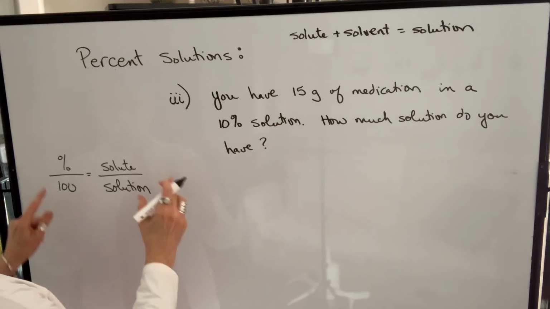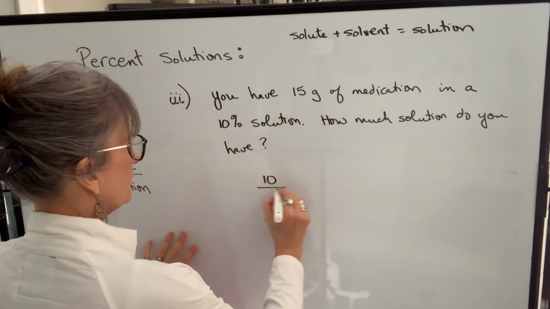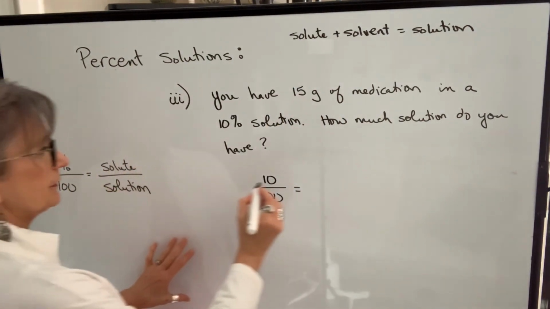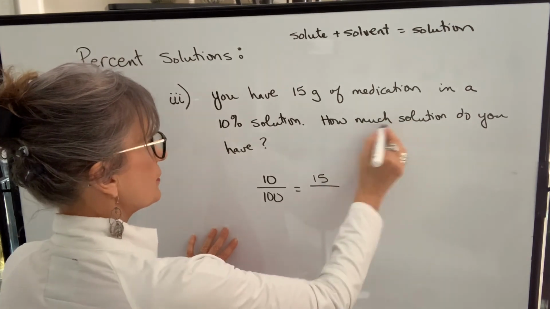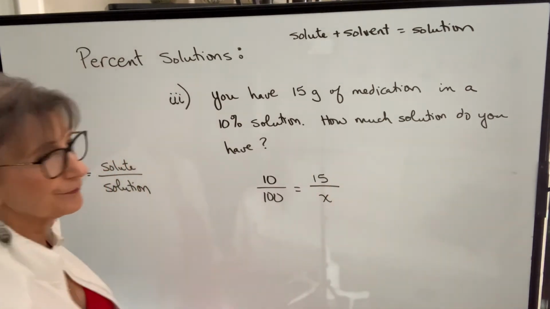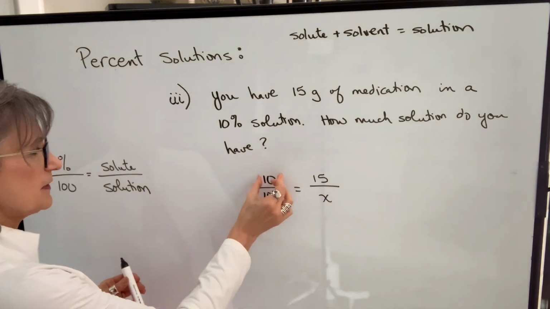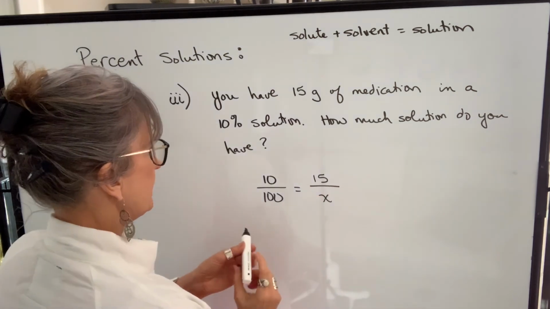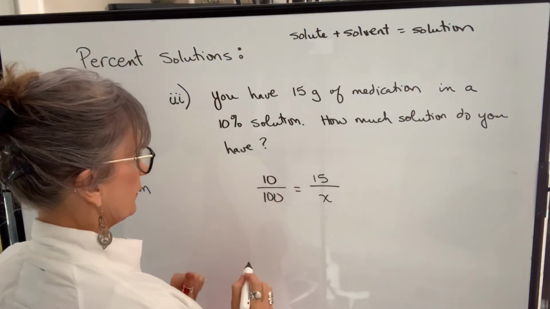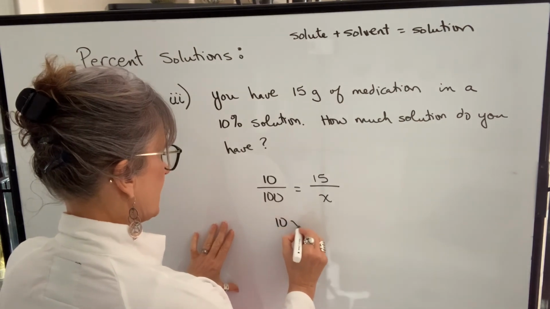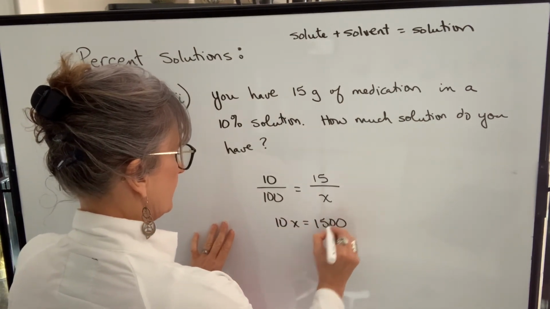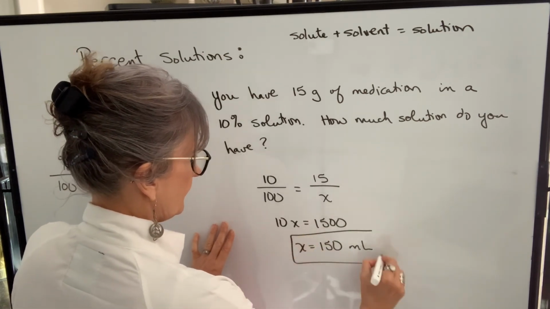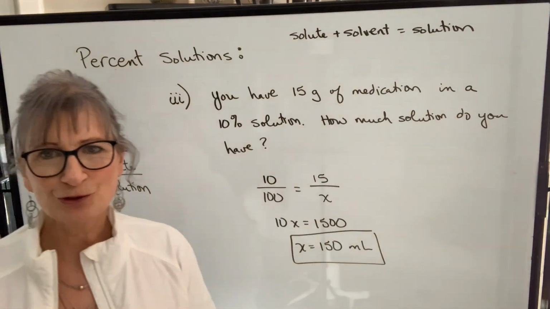So in this case, we know the percent, that goes over 100. We've got 15 grams of medication, that's the amount of solute. And we want to know how much solution we have, so that's our unknown. And keep in mind that the amount of solute is in grams and the amount of solution is in milliliters. So we have 15 grams in how many milliliters to get 10%, or 10 grams in 100 milliliters. We cross multiply, 10 times x will equal 1500, divide by 10. We would have 150 milliliters of solution.